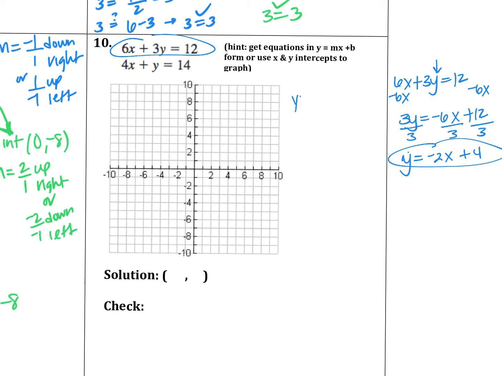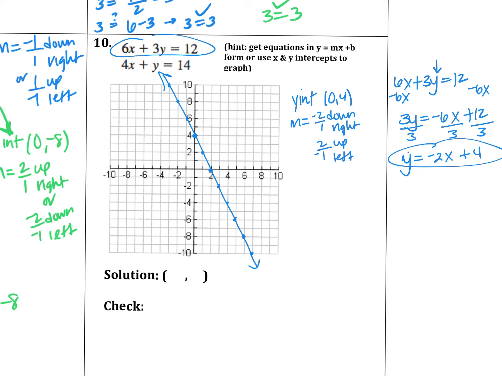Okay, my y-intercept for this equation is (0, 4). And my slope is -2 over 1, which means I can go down 2 and right 1, or I can go up 2 and left 1. I'm going to start off at +4, and I'm going to go down 2, right 1 for the entirety of the graph, or I can also go up 2, left 1. And I'm going to connect these points as straight as possible.